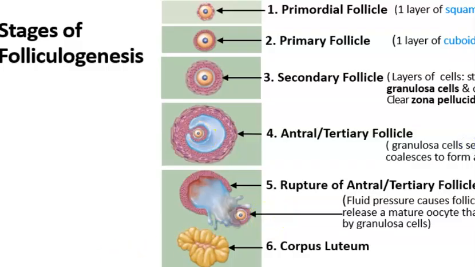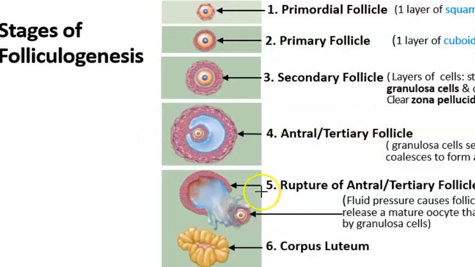We still have thecal cells and we still have granulosa cells, but notice the oocyte isn't in contact with all these granulosa cells. In fact, the oocyte is connected to the follicle by just this simple stalk here, and we'll talk about that again.